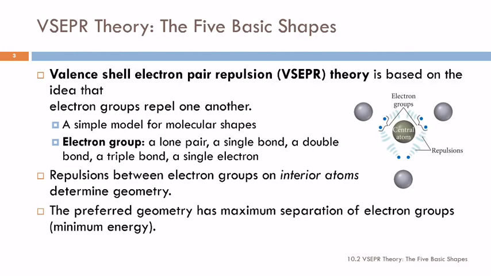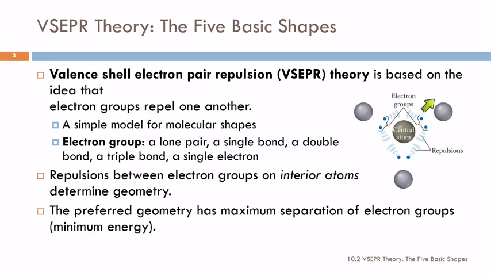Well, talking about shapes of molecules, VSEPR theory is a very useful and fairly easy to understand model for understanding shapes of molecules. VSEPR is an acronym, and the E comes after the S, but it's just easier to say VSEPR. Those letters stand for valence shell electron pair repulsion. It's based on the idea that electron groups repel each other, and it's a very simple model that helps us to predict molecular shapes.